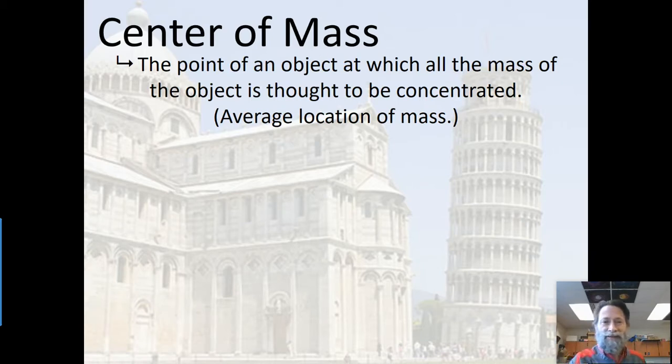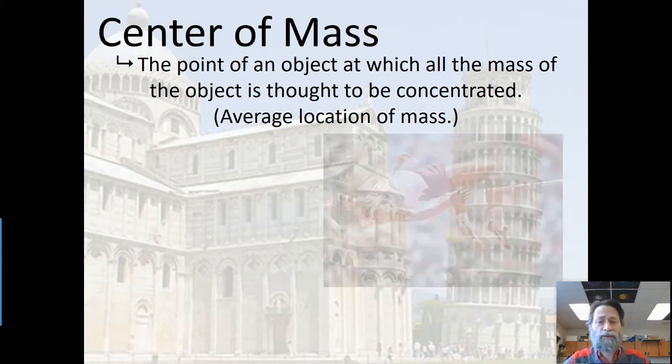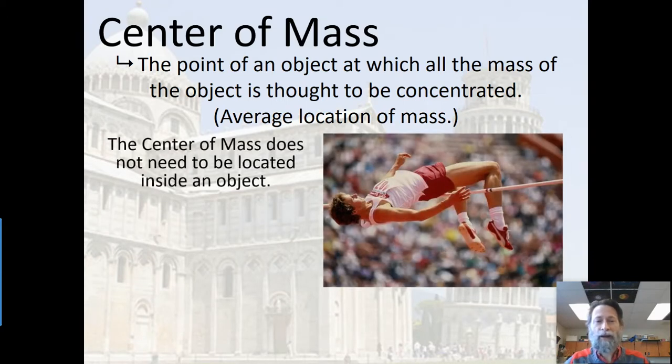So the center of mass we're going to define as the point of an object at which all the mass of the object is thought to be concentrated, or the average location of the mass. Now, sometimes that mass does not need to be actually in the object. If you think of the pole vaulter here, the pole vaulter has all of this mass here. The center of mass is going to be somewhere in that empty space underneath the pole vaulter. You can also think of something like a donut. The center of mass of the donut is not going to be in the donut itself. It's going to be in the very center, in the hole.